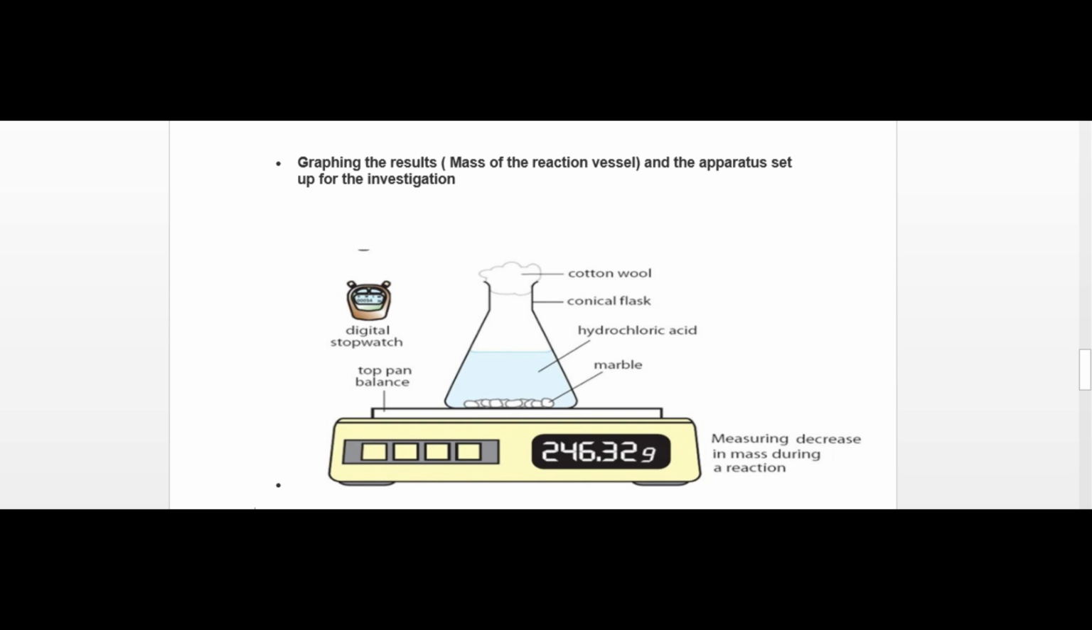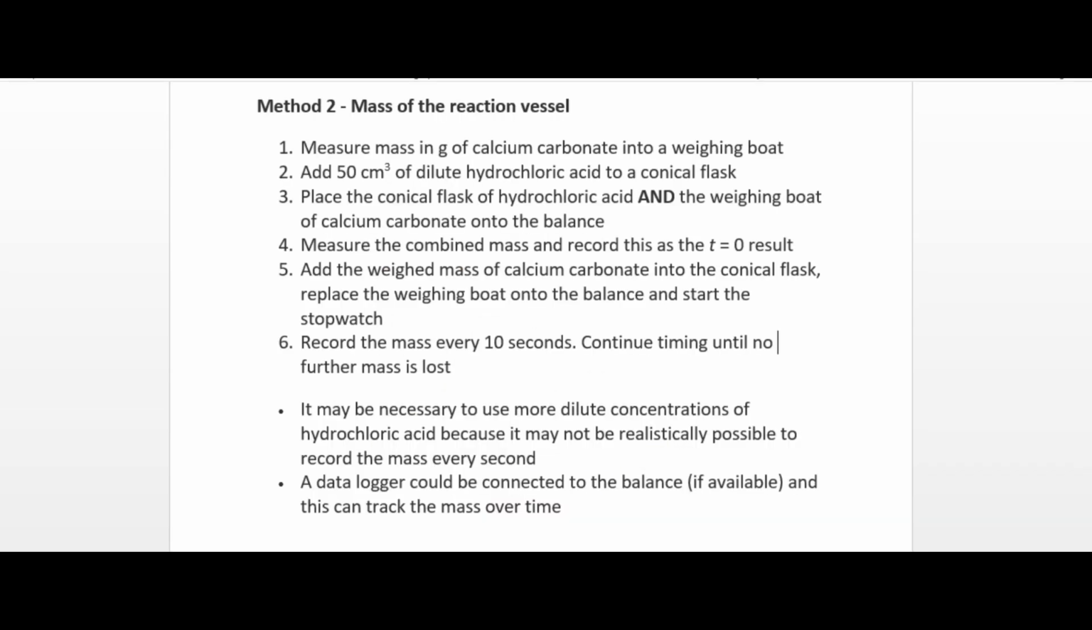As soon as the digital balance shows a change in the mass, which will be a decrease in the mass, you will start the stopwatch, and when the digital balance stops showing the decrease in the mass, you will turn off the stopwatch and measure the time. So this is how you write the procedure.